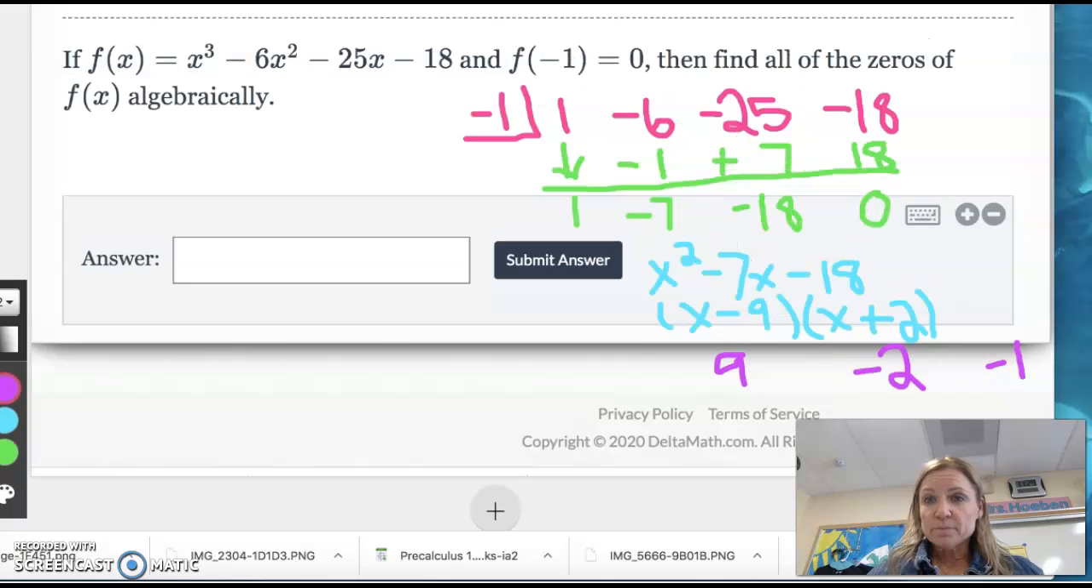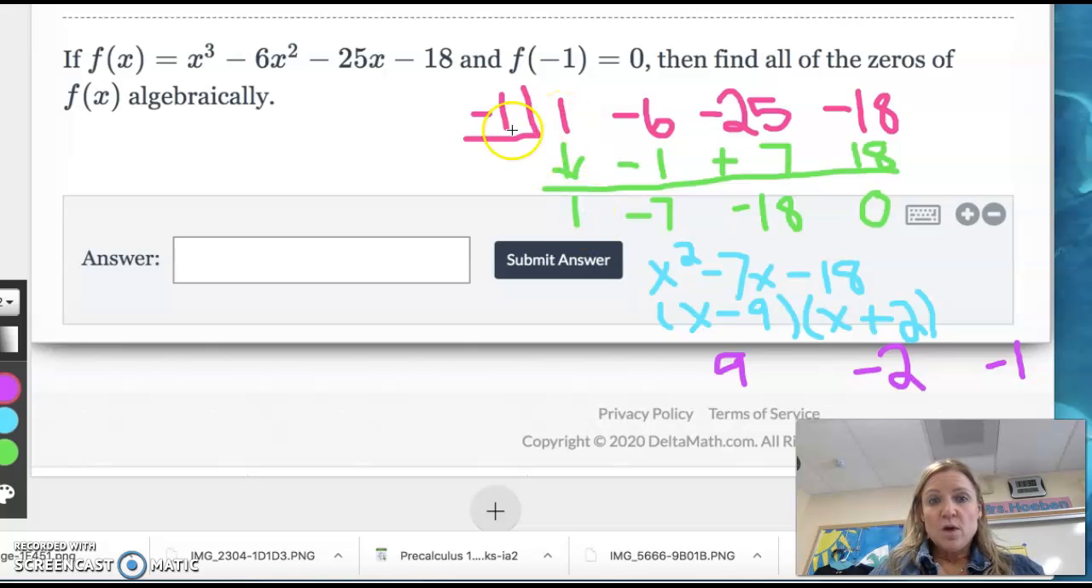Okay, let me show you one more. All right, so this one we have x cubed minus 6x squared minus 25x minus 18, and this time instead of giving you a binomial, they said, okay, when you plug in -1, you get 0, so that means they want you to use -1. And then write down all your coefficients, and then do synthetic division.